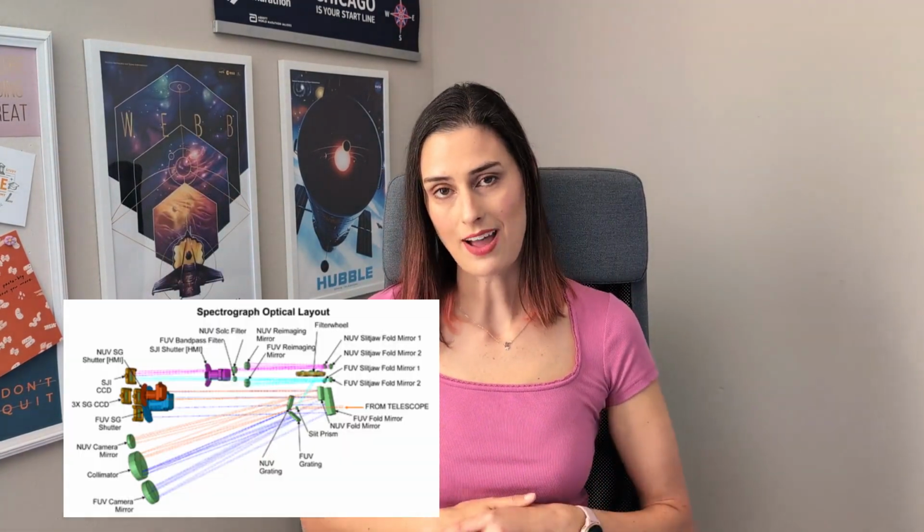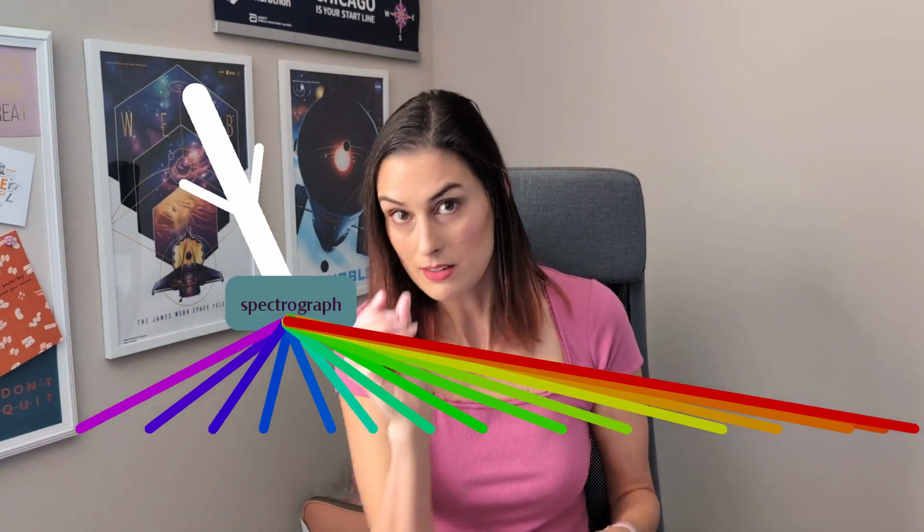We won't get into the details of how a spectrograph works today, but the basic concept is that incoming light is split out into different wavelengths with some sort of resolution. That is the smallest change in wavelength that can be differentiated. And a higher resolution means a smaller amount.